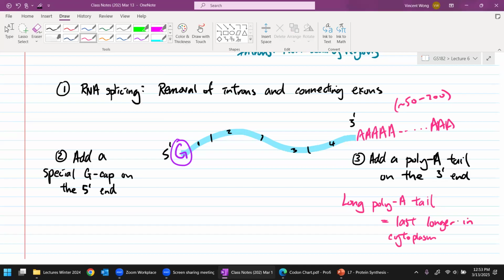So that's it. After these post-transcriptional modifications, there are modifications that happen after transcription, right? That's why it's post-transcriptional. Then you have the mRNA. You have the mRNA.